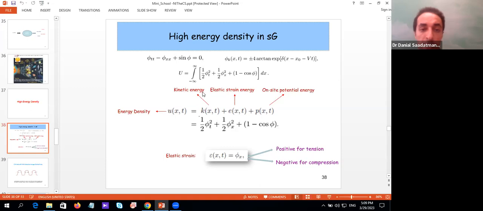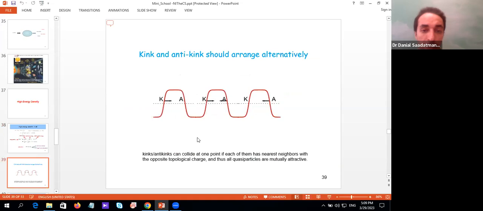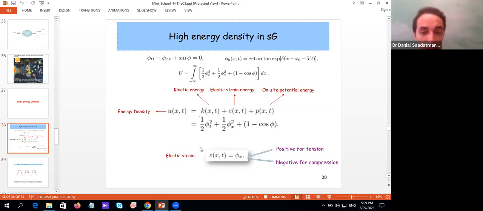I mean the kinetic energy, elastic strain, and on-site potential. I also introduced the elastic strain, which is the derivative of the field with respect to x. This can be positive for tension and negative for compression.